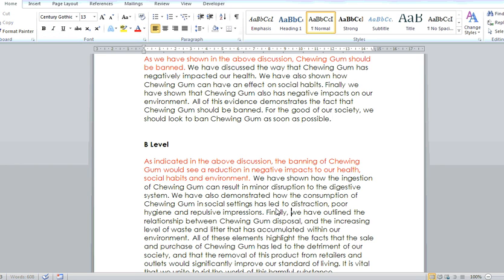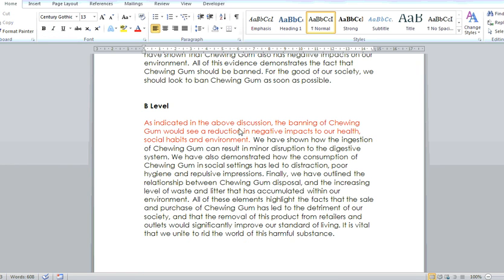If we read the beginning of this section, it says, as indicated in the above discussion, the banning of chewing gum would see a reduction in negative impacts to our health, social habits, and environment. So in this case, we've added more detail and we've been more specific about how our topic has addressed these 3 areas. You'll also notice a reduction in negative impacts and the banning of chewing gum are both examples of nominalisation. And you'll remember that in the B level, we should be seeing reasonably consistent use of nominalisation, even if it's not perfect or if there's room for it to be polished.